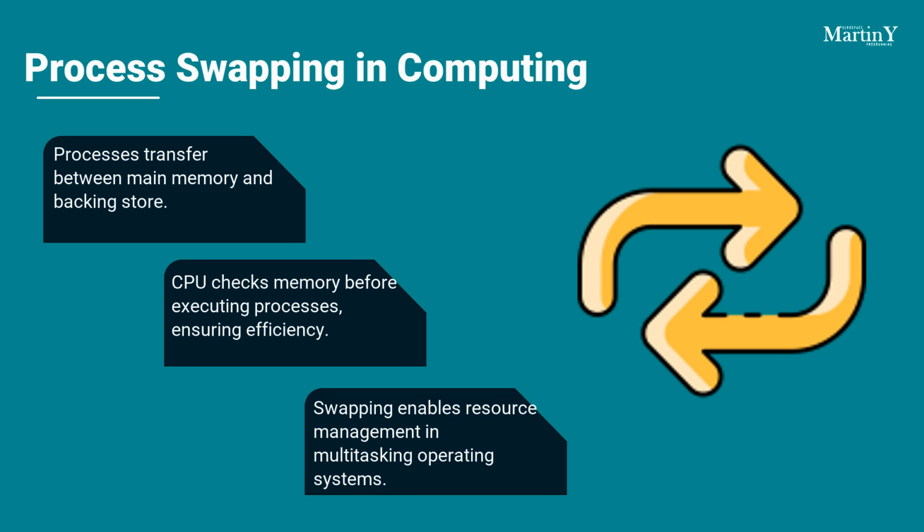Standard swapping typically involves transferring processes between the computer's main memory and a storage area known as the backing store. This backing store must be large enough to hold entire process copies. When the CPU wishes to execute a process, it first checks if that process resides in memory. If it does not, the system must swap another process out to make room. The required process is then loaded back into memory, where it can continue execution.